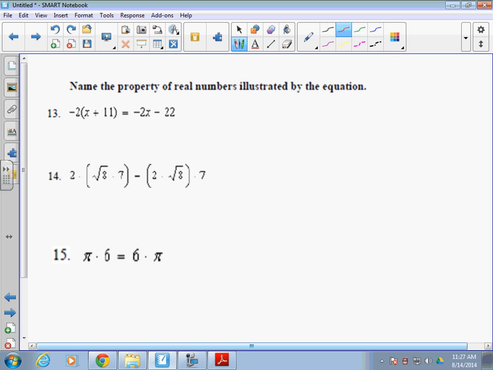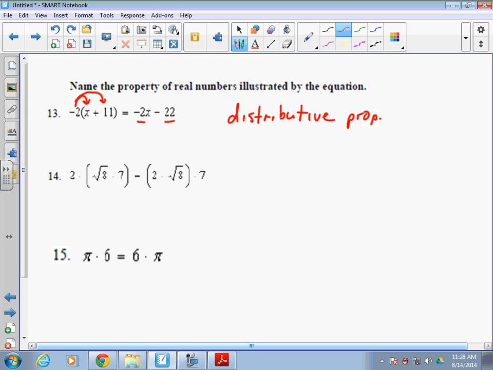We're naming these properties of real numbers. Negative 2 outside the parentheses times X plus 11. When you distribute negative 2, or you give it to both the X and the 11, notice you get negative 2x minus 22. That is called the distributive property. You don't have to specify with the distributive property if it's multiplication or addition, because you're not going to use the distributive property in addition.